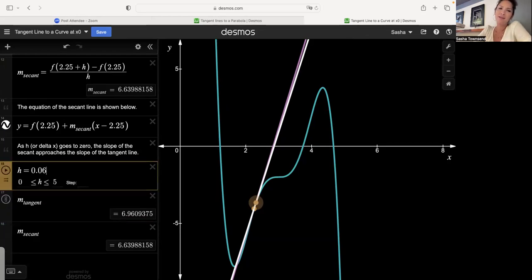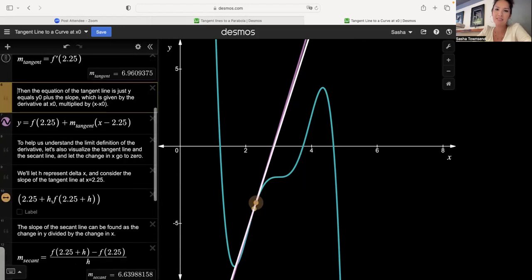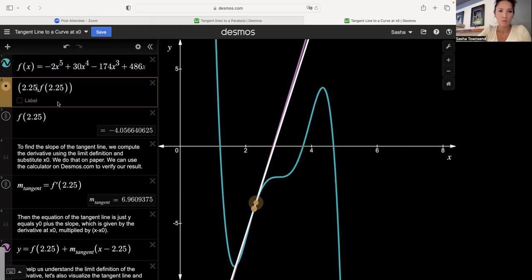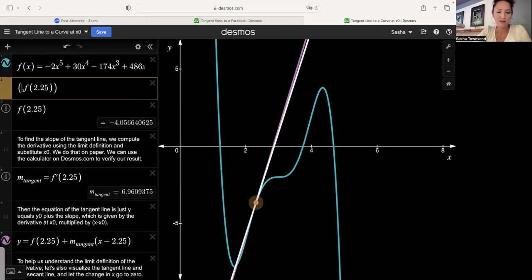Now you might be saying, what if I don't care about 2.25? What if I'm interested in a different x value? Well, in that case, we can change our code just a little bit. We can replace this 2.25 with a.